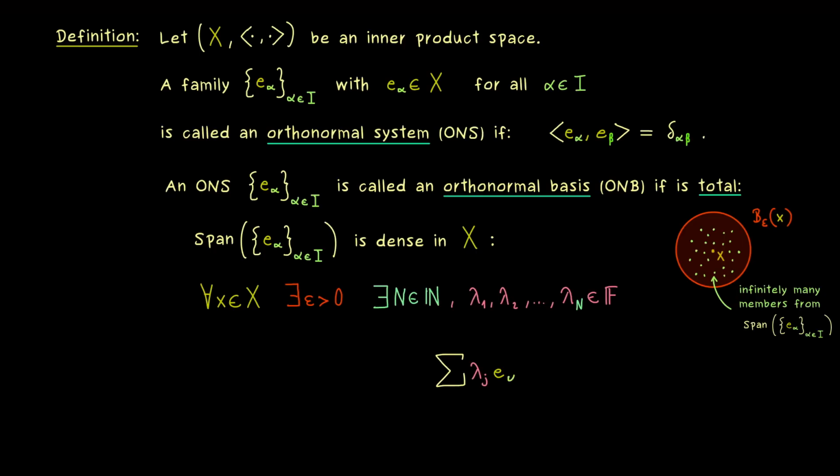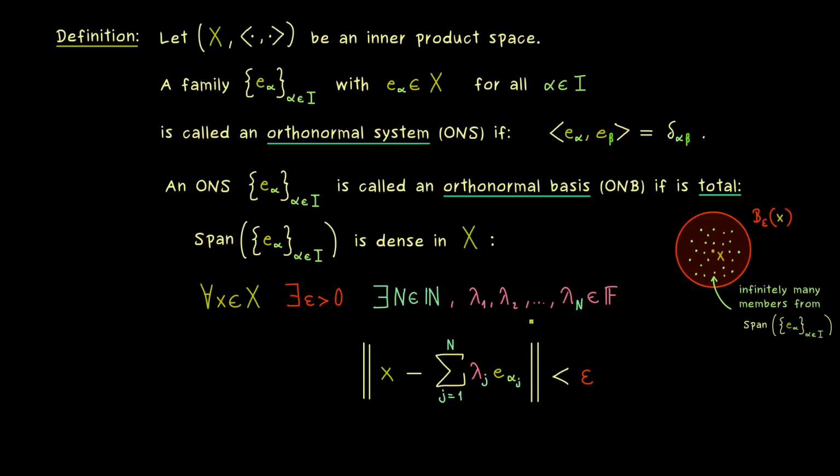There we would write that we have E with index alpha j, and there j goes from 1 to our capital N. Okay, so this is an element in our span and it should also lie inside our epsilon ball around x. This means x minus this linear combination has a length that is less than epsilon. So our norm induced by the inner product is less than epsilon.